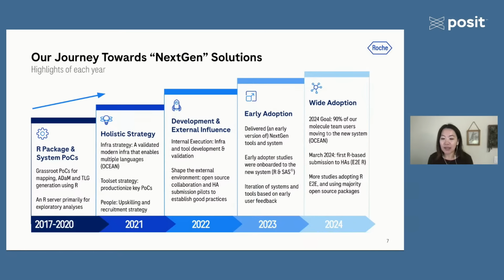In March 2024, very excitingly, we had our first R-based NDA submission to health authorities, and Jingyuan will share a little bit more on the journey of this first submission. And right now within Roche, we're welcoming more studies adopting R end-to-end. We're very excited to see that more and more studies are using the majority of open source packages for their clinical trial reporting.